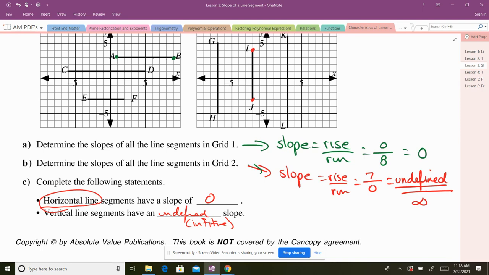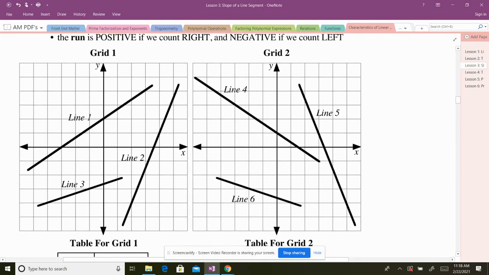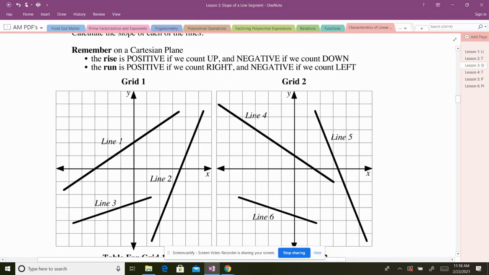Oh, we're almost done here. We're almost done. Next page. To infinity and beyond. Can't believe Toy Story made it into math. Okay, so here we go.